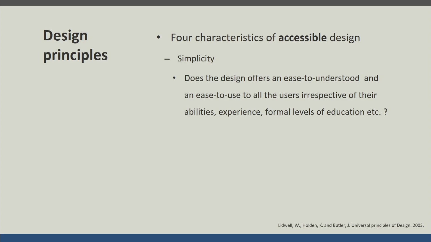user interface. The second characteristic of accessible design is simplicity, something that we have already gone through as a design principle. And the question that we are asking as an interface designer is the following. Does the design offer an ease to understand and an ease to use to all the users, irrespective of their abilities, experience, formal level of education, etc. So you must go through the design principle where we have spoken in detail about simplicity. But as a characteristic of accessible design, simplicity is one major characteristic.